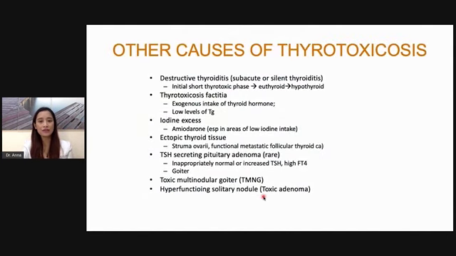Other causes of thyrotoxicosis: it could be destructive thyrotoxicosis. In these patients, during the initial destruction of the thyroid gland, you can have a short thyrotoxic phase because of the release of the thyroid hormones. Then they will go into a euthyroid phase. And once all the thyroid hormones have been released and consumed, and the thyroid gland is destroyed, it cannot produce any more thyroid hormones, and patients go into the hypothyroid phase.